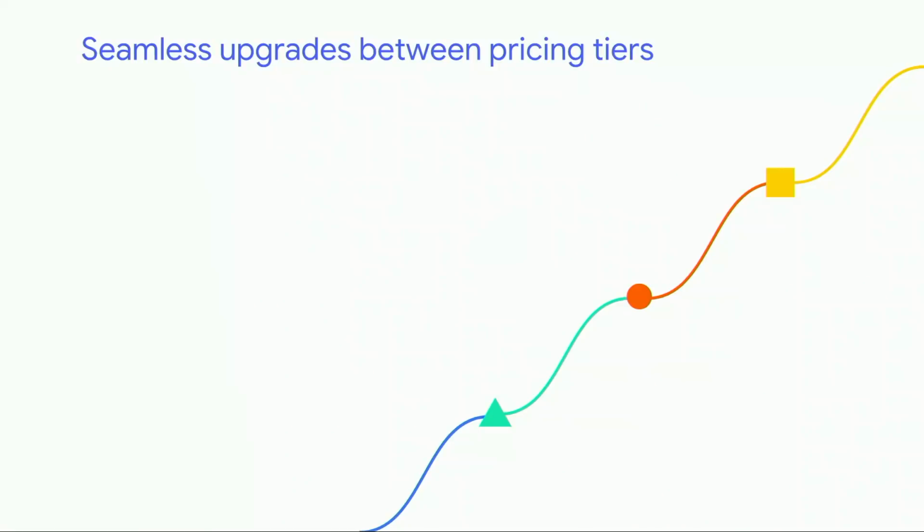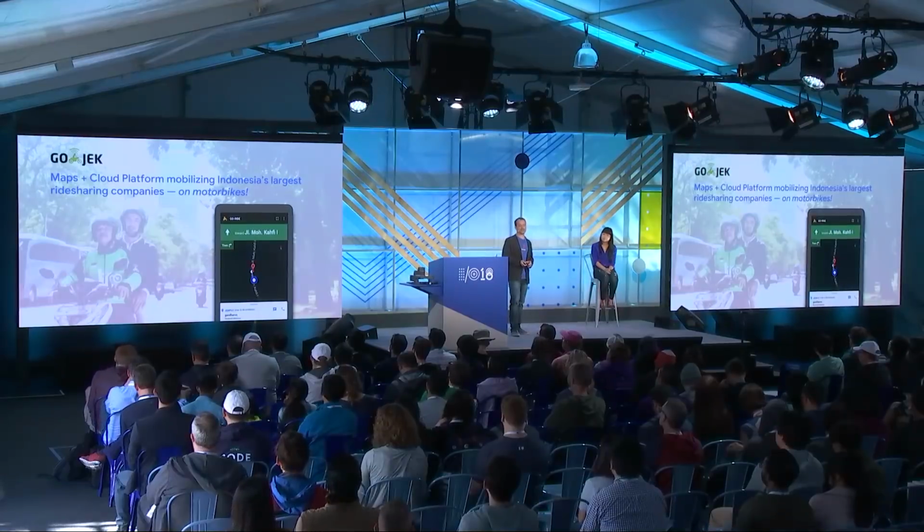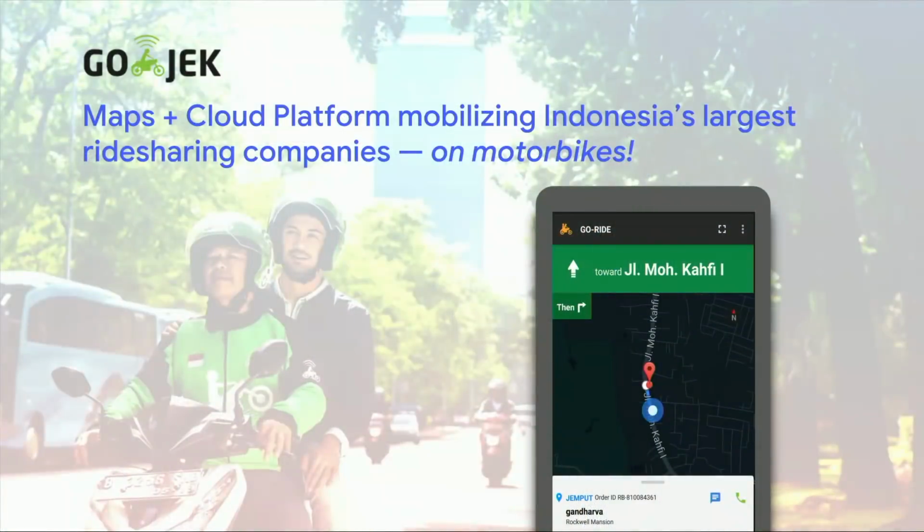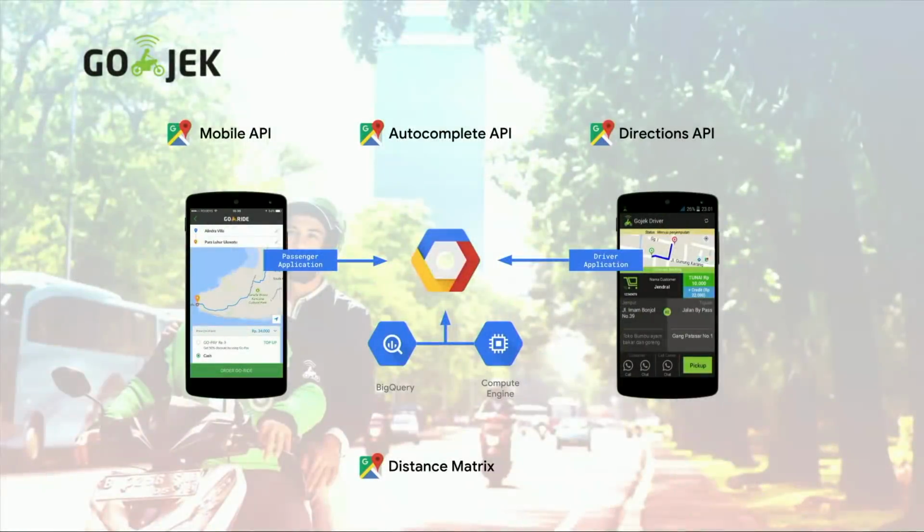You also scale quickly with Google's global infrastructure without having to think about capacity, reliability, or performance, no matter what causes your service to peak. Gojek is a really great example of this. They're one of Indonesia's largest ride-sharing and delivery companies with over 30 million app downloads and 250,000 drivers working for it. And they're mostly on motorbikes in Indonesia. So they use Google Maps platform in all components of their service.